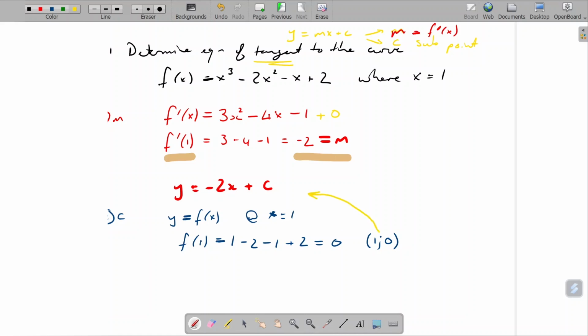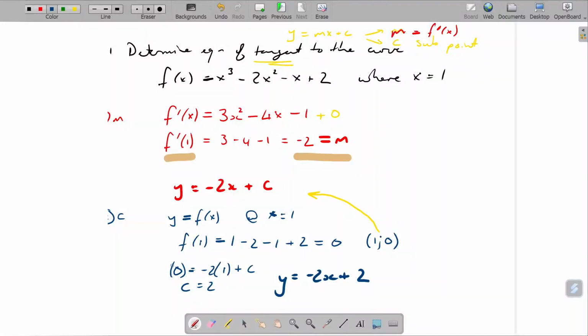So we were halfway there by knowing m. Now we've discovered c, so we're going to substitute in our value. And so as a result, we're going to have 0 equals minus 2 times 1 plus c. And so we're getting that c equals 2. And we have a final answer of, in this case, y equals minus 2x plus 2.